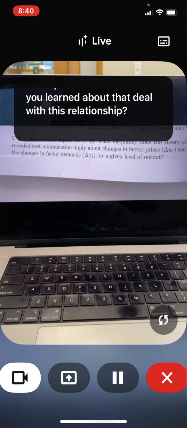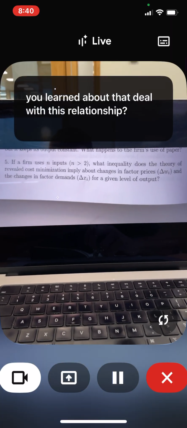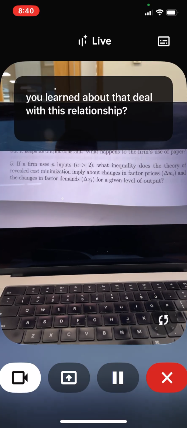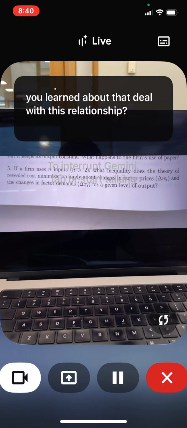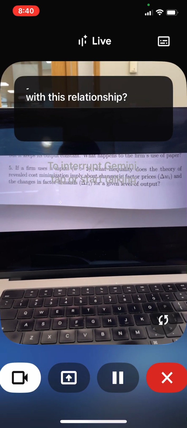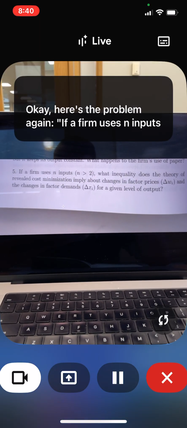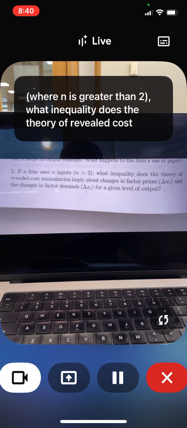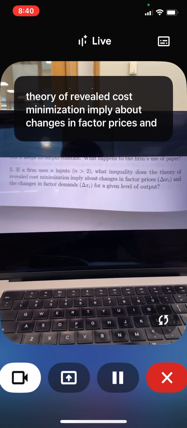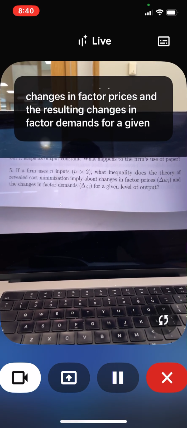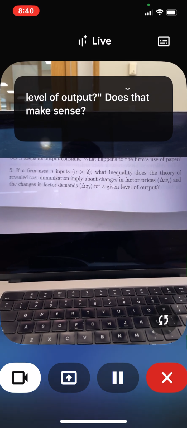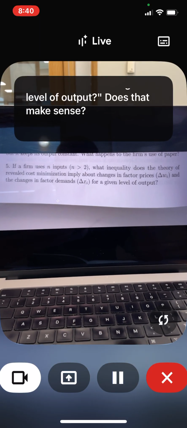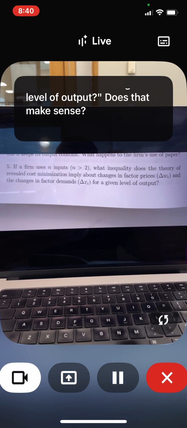Like I mentioned, I have no background in economics. Can you first read the problem for me just so I understand that you understand the problem? Okay, here's the problem again. If a firm uses n inputs, where n is greater than 2, what inequality does the theory of revealed cost minimization imply about changes in factor prices and the resulting changes in factor demands for a given level of output? Does that make sense? Okay, so I don't know anything about what it's talking about. How should I approach this problem?